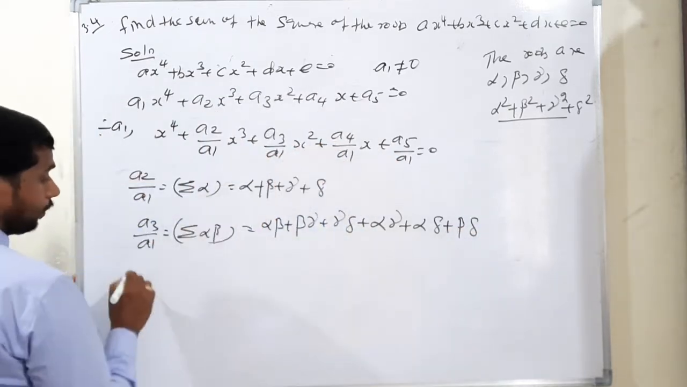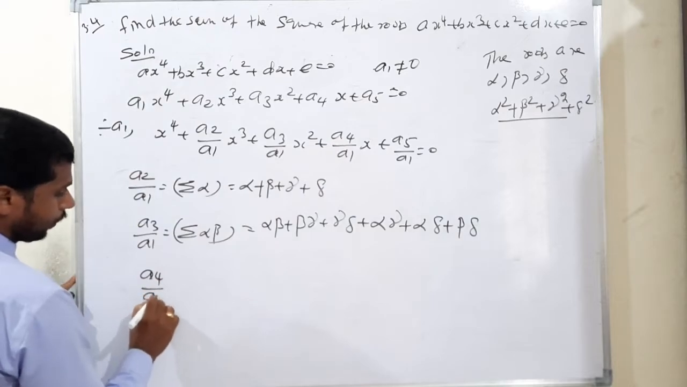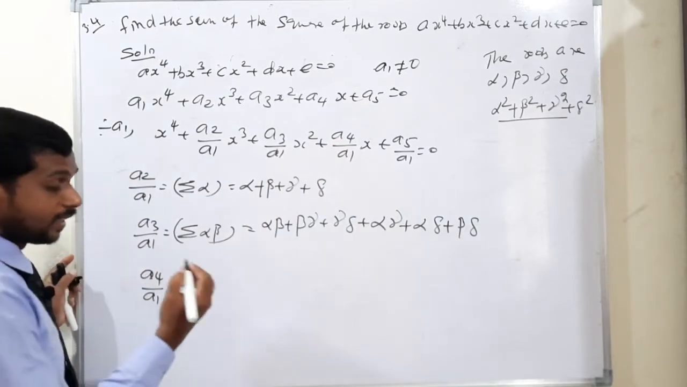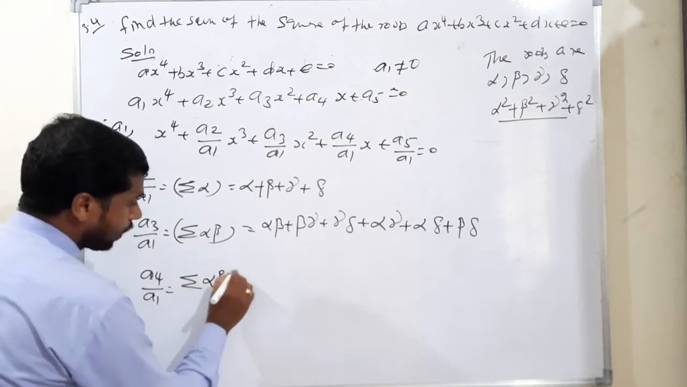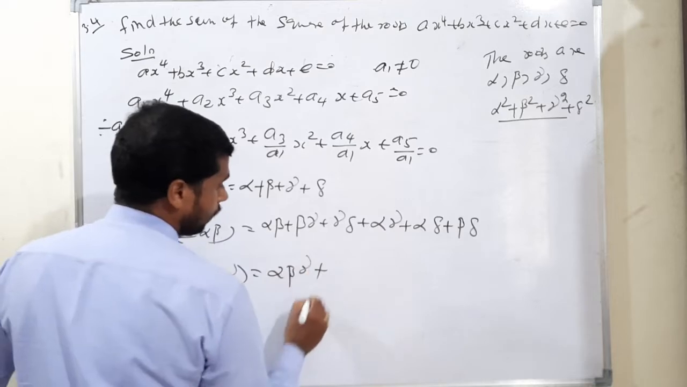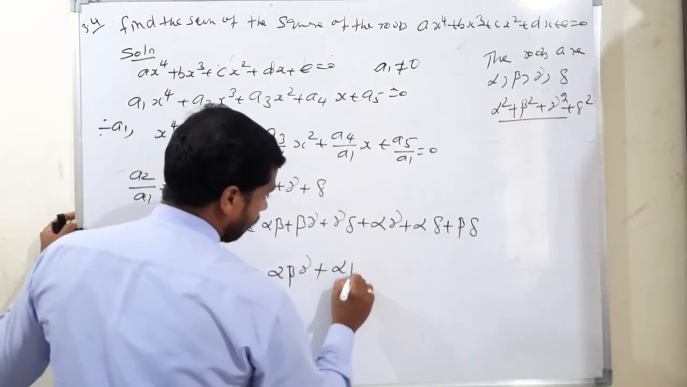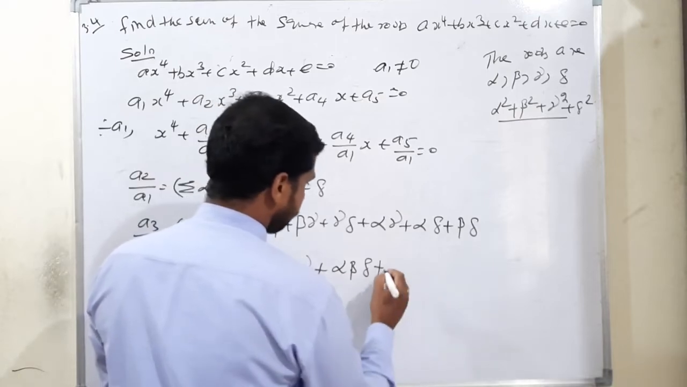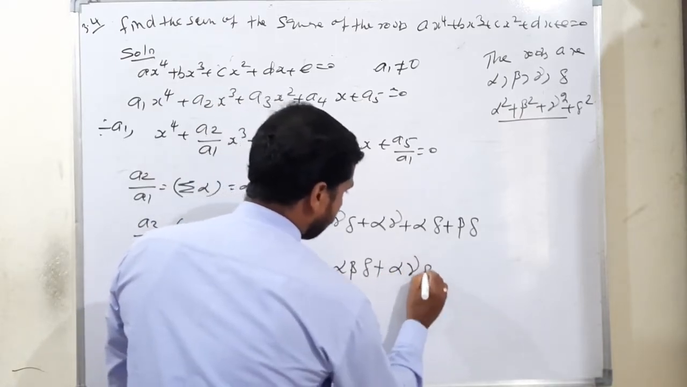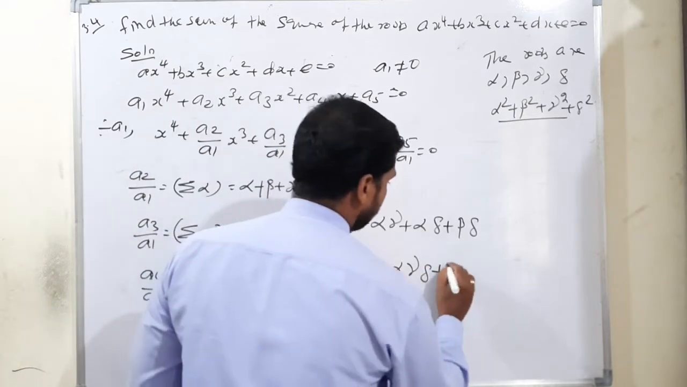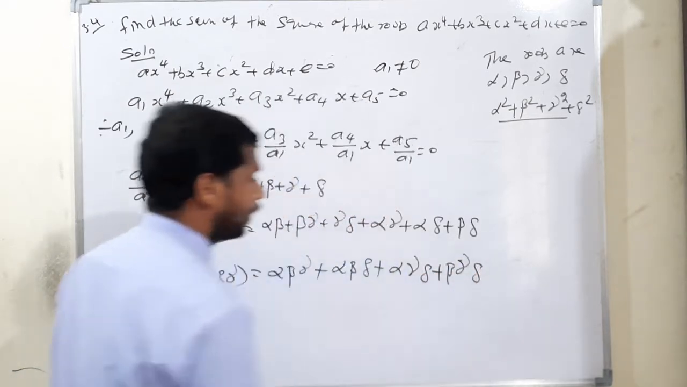Then the next one, a4 by a1, is called the sum of product of the roots taken three at a time. Alpha beta gamma, plus alpha beta delta, plus alpha gamma delta, and the last condition, beta gamma delta.